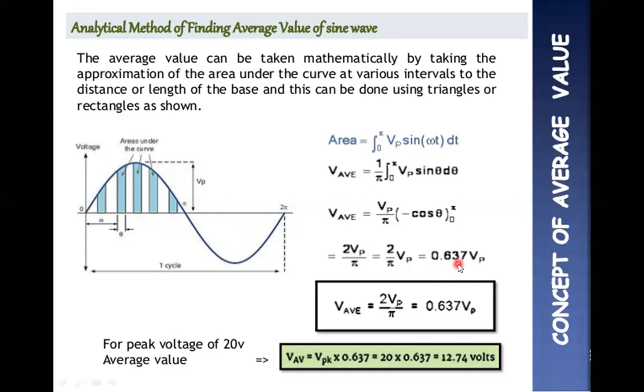And if you substitute the value of pi, you'll get it as 0.63 into V peak. So V average is equal to 0.63 V peak. This is how, for a peak voltage of 20 volts, the average should be equal to V peak into 0.637. For the peak voltage of 20, we will have 20 into 0.63, so it comes to 12.73 volts.